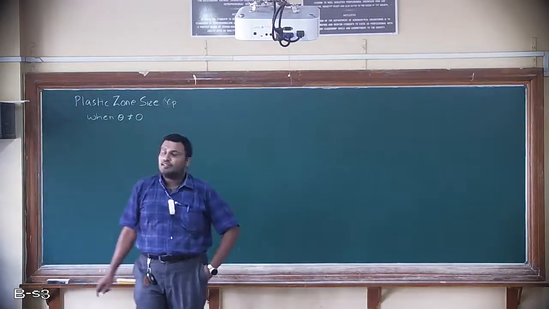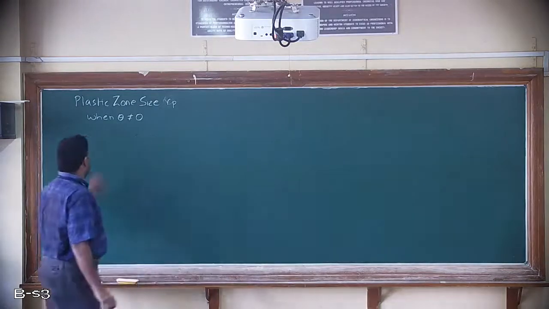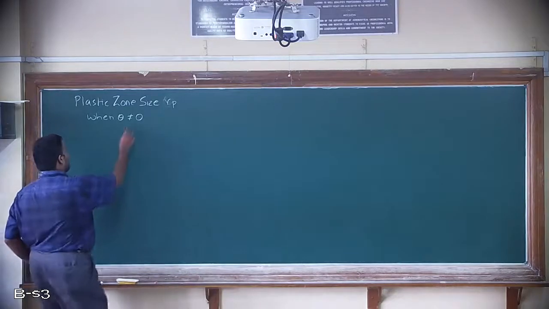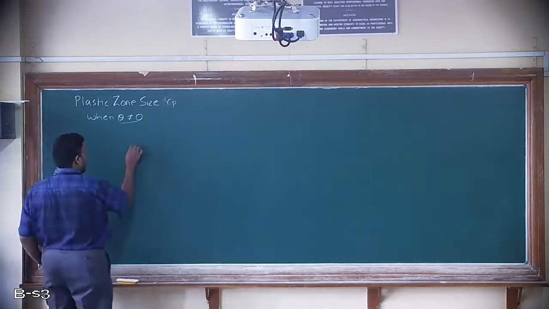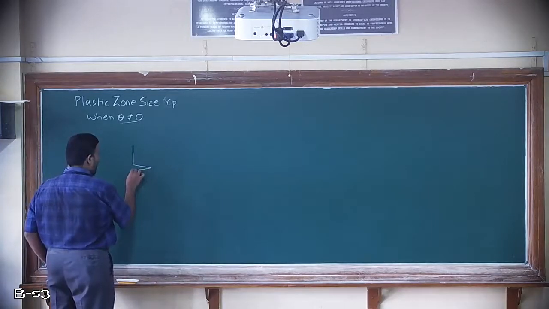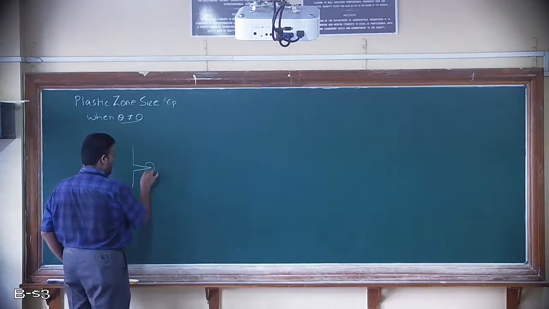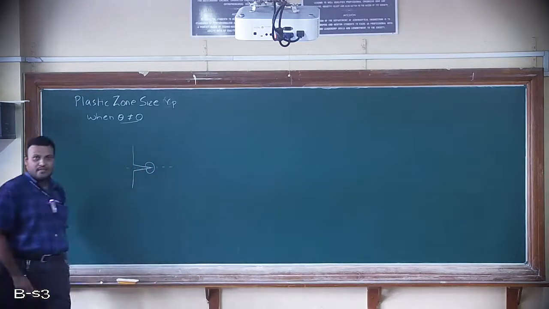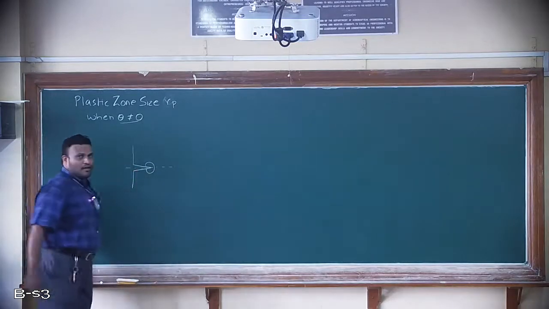So good day friends. In this video lecture we shall be seeing the size of the plastic zone, that is r_p, when theta is not equal to 0. In the previous lectures we have seen Irwin's approach and Dugdale's approach for the size of the plastic zone, and there theta was equal to 0, that is, the crack was exactly on the horizontal.